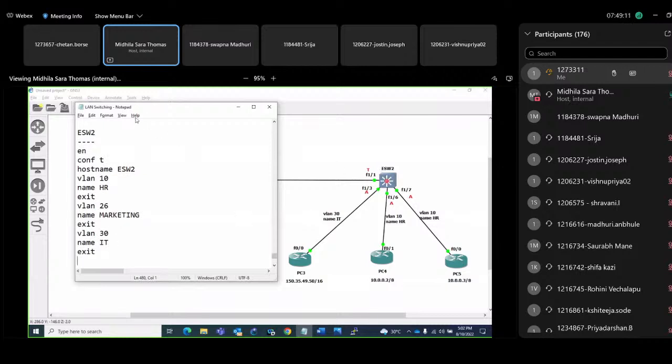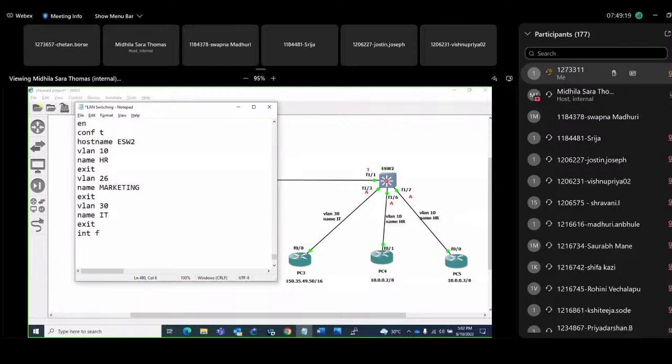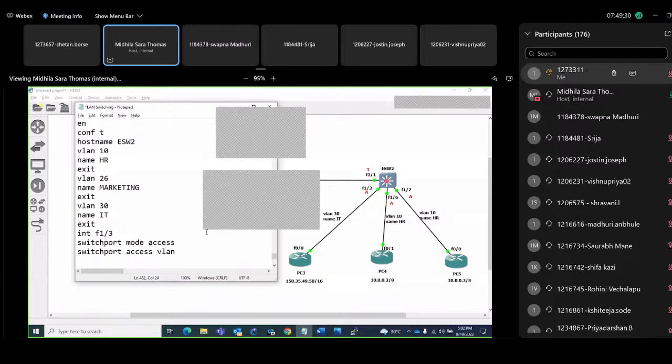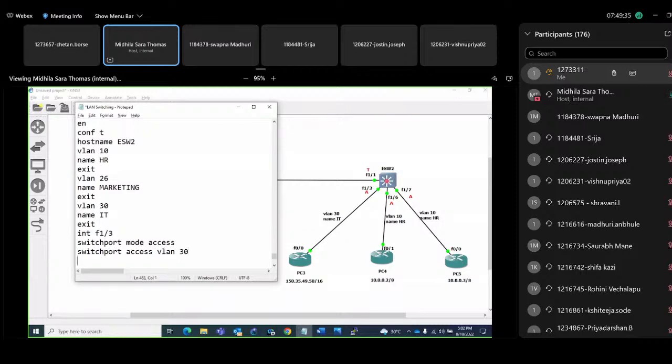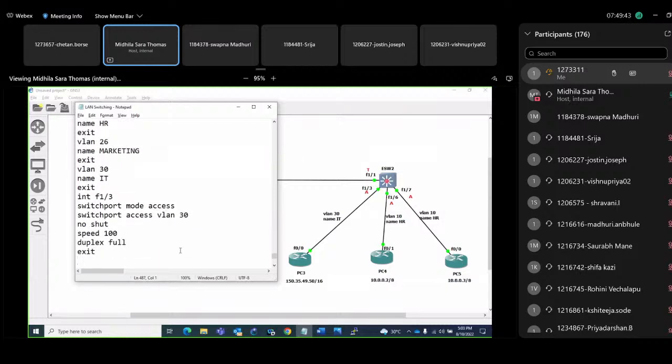Now what will I do after this? Interface. So interface F1/3, switch port mode access, switch port access VLAN 30, yes, no shut, speed 100, duplex full, exit. Run. Yeah. Now for next F1/6 I will do.